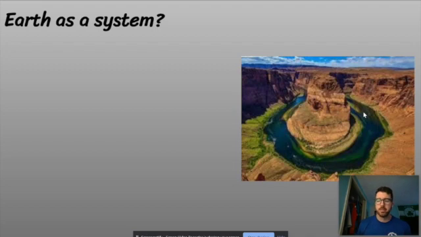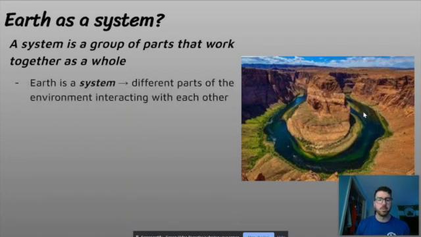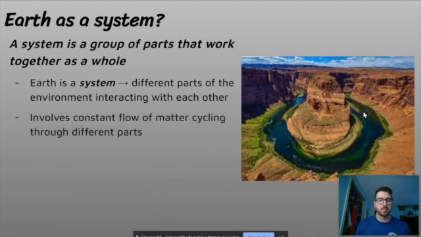All right, so Earth as a system. We should have interacted with this word in some capacity. Some of you may interact with this word all the time. So let's talk about what a system is. A system is just a group of parts that work together as a whole. So Earth is, in fact, a system. It's made up of different parts, and they come together and interact with each other.